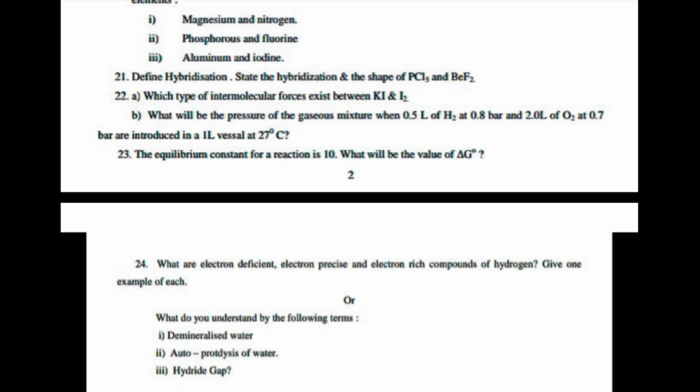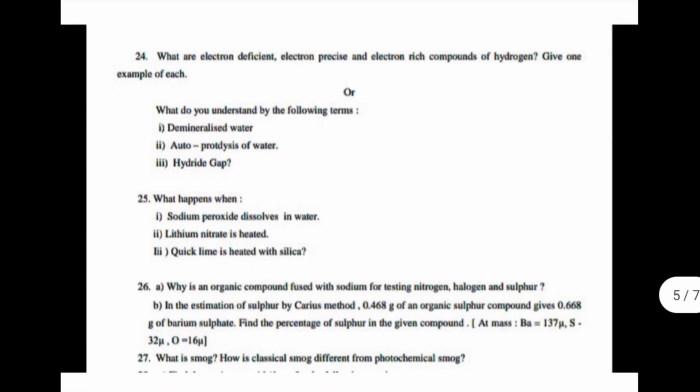Next, 23rd question. The equilibrium constant for a reaction is 10. What will be the value of ΔG? 5.744 kJ per mole.